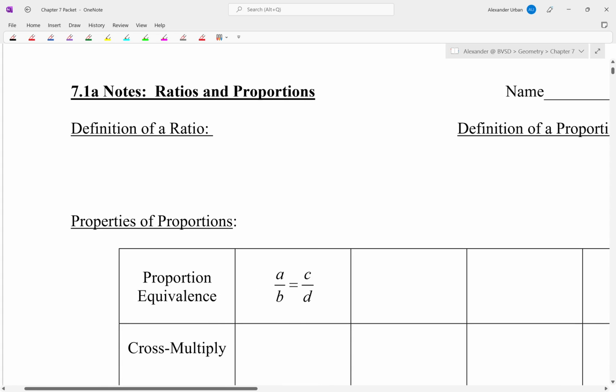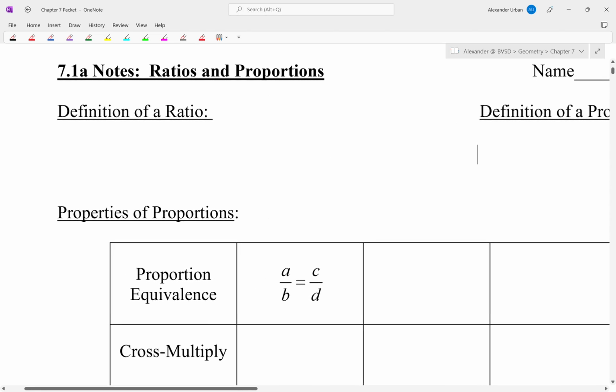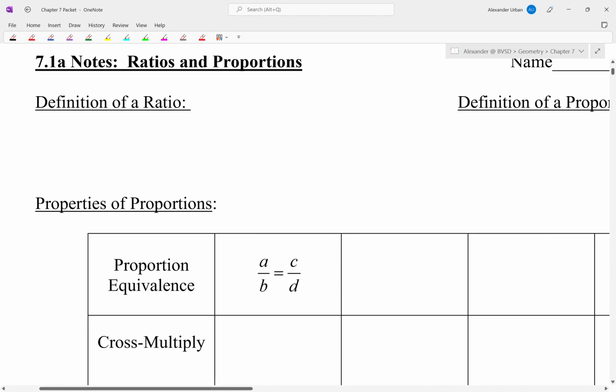Hello all. We're going to be working on chapter 7. This is our first day of notes, so we're going to take some notes over ratios and proportions. So a ratio is a comparison of two quantities by division.